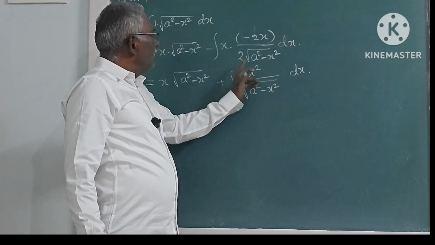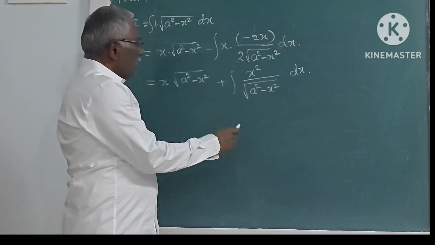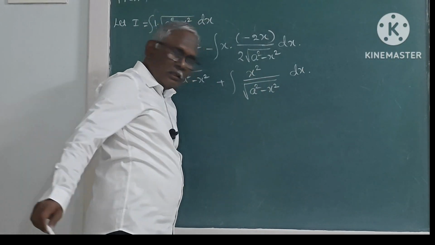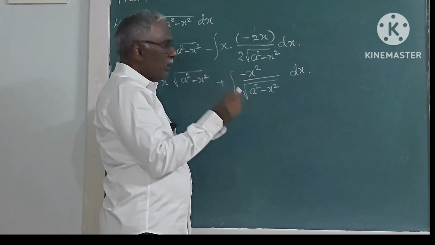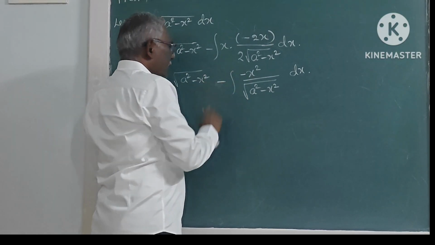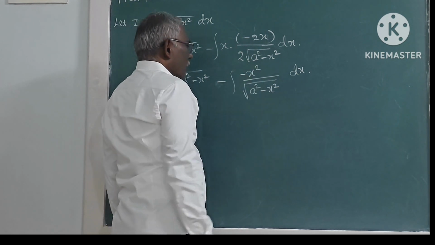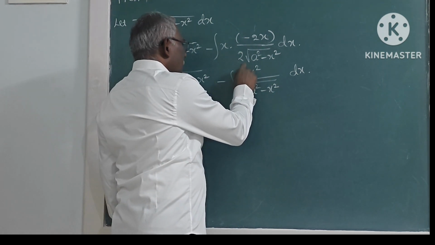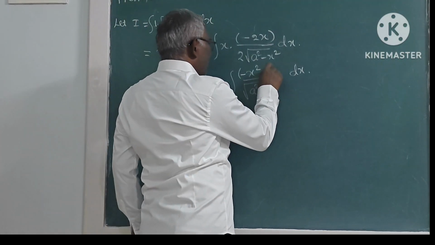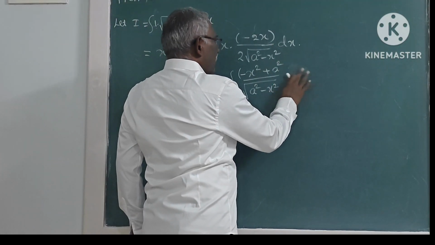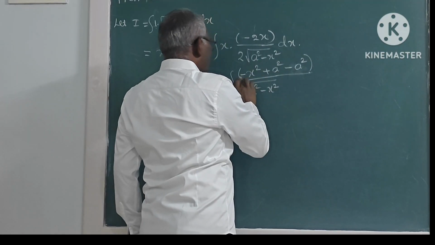Minus into minus plus, we return x square by square root of a square minus x square. So the denominator a square minus x square is there, which means we want a minus sign here. How to get a minus sign then? Here also you have to put a minus sign. So minus of minus x square, then we want plus a square, so plus a square minus a square dx.